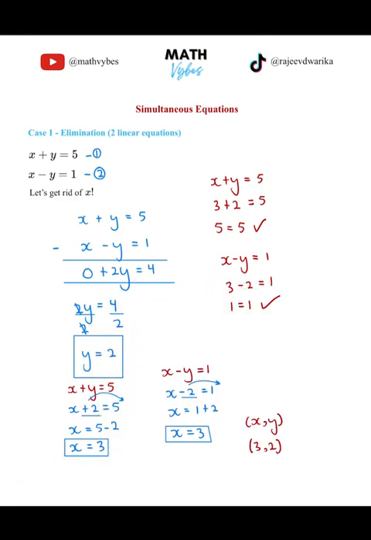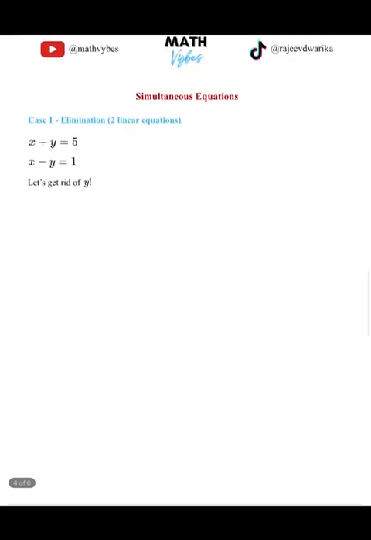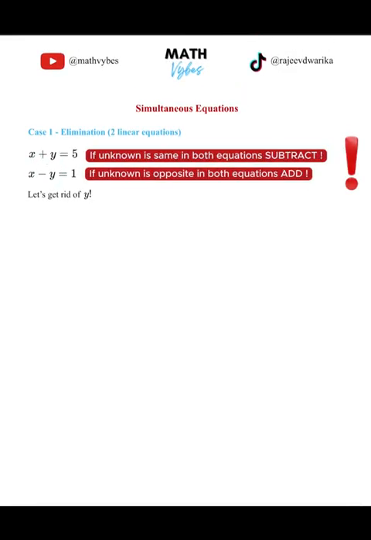Let's just say you wanted to get rid of y instead of x. I want you all to notice that we have positive y and we have negative y.